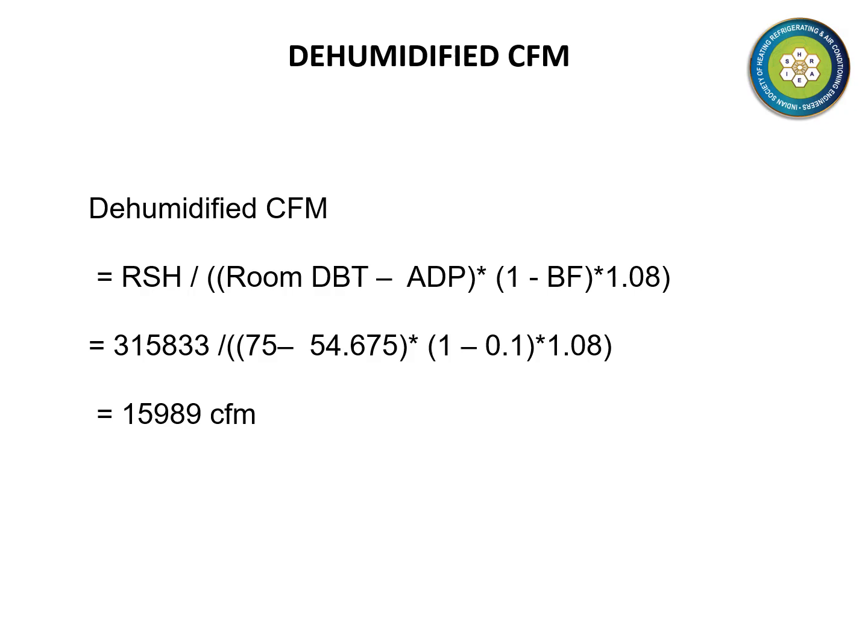In this slide, we have calculated the dehumidified CFM through the cooling coil using the formula RSH divided by room DBT minus ADP multiplied by 1 minus BF multiplied by 1.08. This works out to 15989 cubic feet per minute.